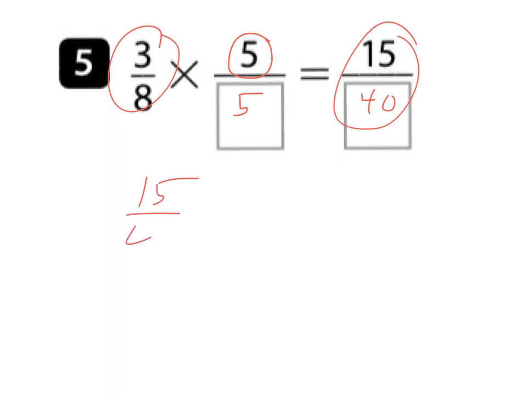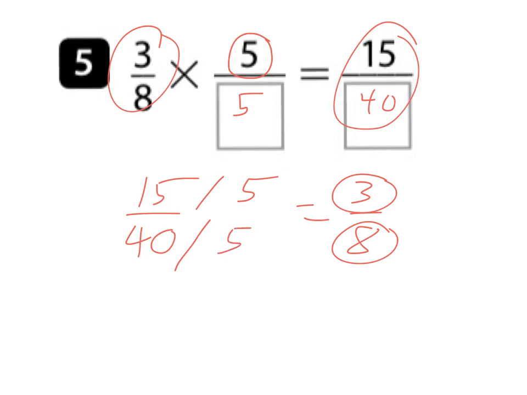And let's go ahead and do this one with division. And that equals 3/8. So 15 divided by what will get me to 3? 5. 40 divided by what will get me to 8? Whatever you do to your numerator, you must do to your denominator. 40 divided by 5 is 8.